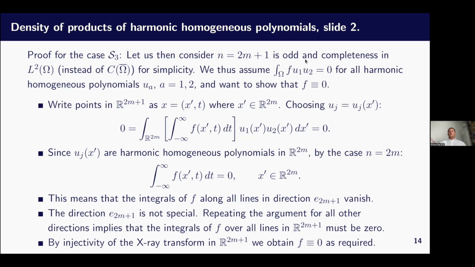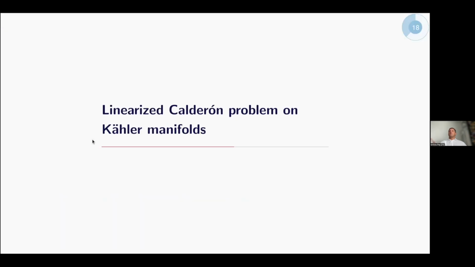So we have now proven the completeness in L2, and as I said, going to the supremum norm takes a little bit of functional analysis, but let's not go there. So this is now proven. That was the first example of the Stone-Weierstrass theorem in inverse problems.